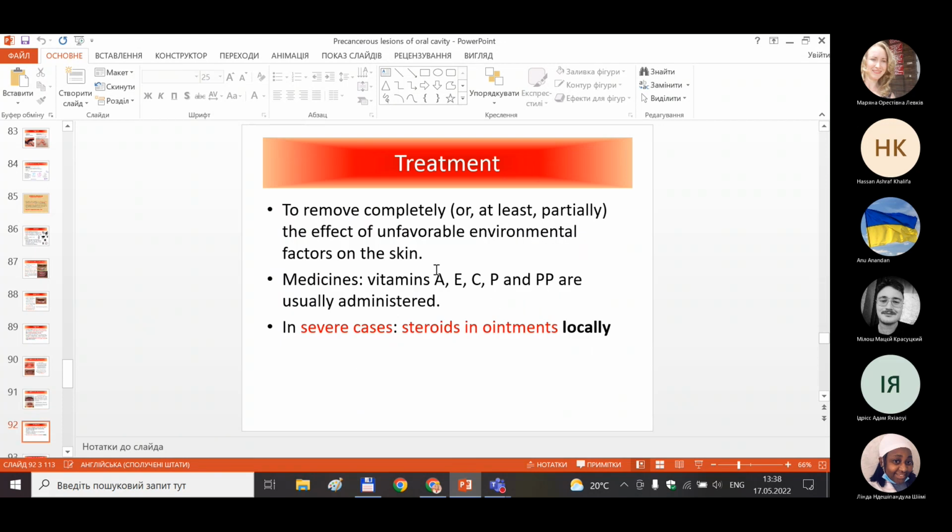And treatment. To remove completely, or at least partially, the effect of unfavorable environmental factors on the skin. That is the first point. Second, medicaments. Vitamin A, E, C, P, and PP are usually administered. In severe cases, steroids in ointments are locally prescribed.